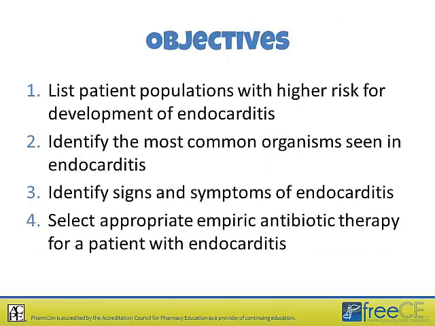So we have 4 objectives for today's presentation. By the end of our time together, you should be able to list the patient populations who are at higher risk to develop the specific disease state of endocarditis. You should then be able to list the most common organisms that are seen in patients who have endocarditis. You will be able to identify signs and symptoms of endocarditis. And finally, based on our knowledge of our common organisms that we see in endocarditis, you will be able to select an empiric antibiotic therapy regimen for a patient with endocarditis.